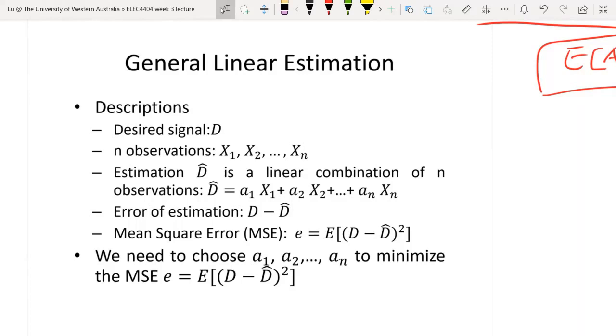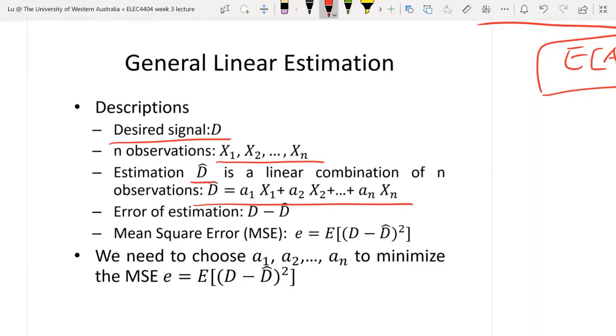First of all, the desired signal from this slide and later slides, we are using the capital D to denote the desired one. This is actually the original one, the X in the previous examples. So this is the true value of the variable. And the observations or the conditions are denoted by the X terms, so X1, X2, until Xn. So in this case, it's not a single observation. It should be a group of them. Okay, and our target is to estimate or to produce an estimation d hat. This d hat is a linear combination of the observations.